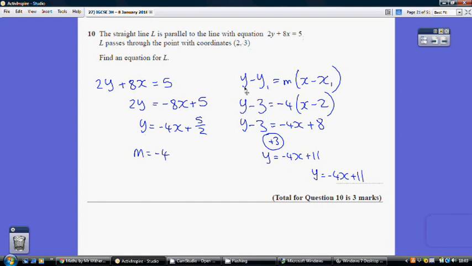So I think it's best to use the formula y minus y1 equals m(x minus x1), where x1, y1 is any point on the line. So x1 is 2, y1 is 3, and m is the gradient, minus 4. So y minus 3 equals minus 4(x minus 2). Now I think that would give you full marks, because it doesn't state which format your equation has to be in, but I've chosen to rearrange mine into y equals mx plus c format. So I've multiplied out the bracket, minus 4x plus 8. I've added 3 to both sides, giving me y equals minus 4x plus 11.